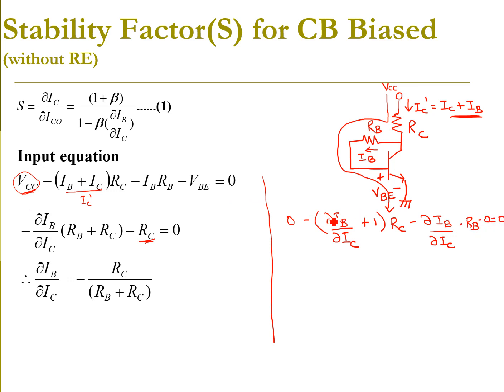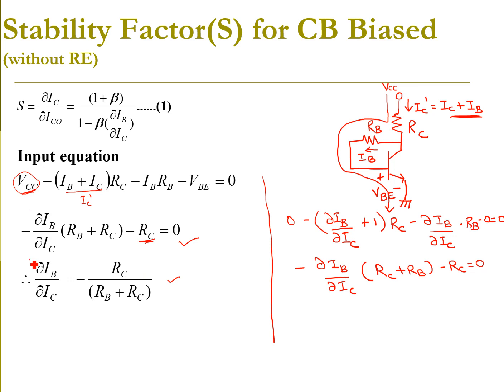So rearranging, taking the negative sign common and rearranging, del IB by del IC into RC plus RB minus RC is equal to 0. So you have got this equation. Just find out del IB by del IC. It will be equal to minus RC upon RB plus RC.